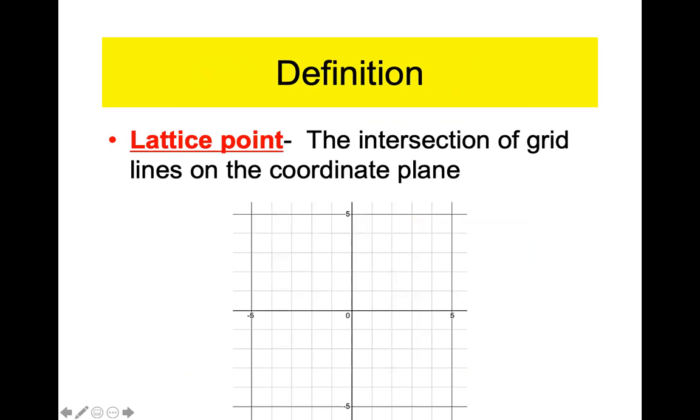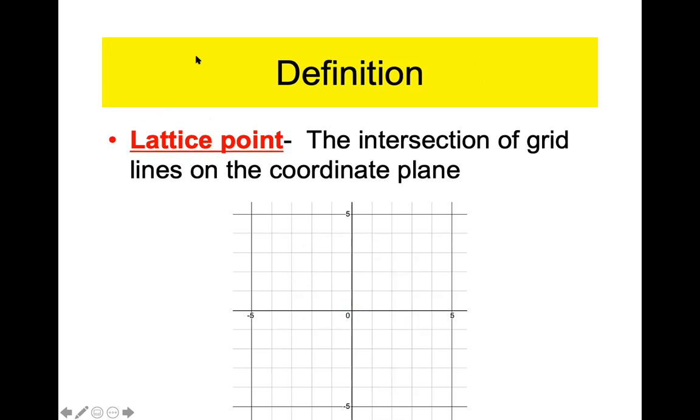All right. So before I show you that method, I just want you to remember what a lattice point is. A lattice point is, you see all the lines on the coordinate plane, like for instance, this line right here and this line right here. Where those two lines come together, they intersect. Where they intersect is called a lattice point. There's lots of lattice points on a coordinate plane. Anywhere two of these lines come together, hey, the origin is a lattice point. Anywhere that any two lines come together, intersect, is called a lattice point.